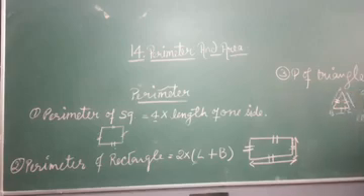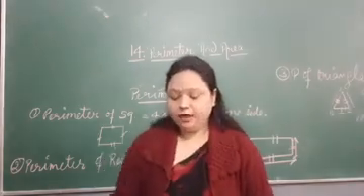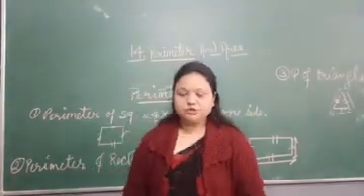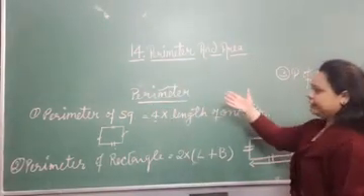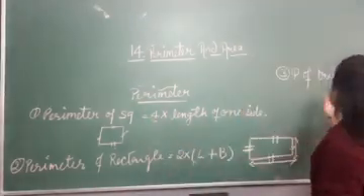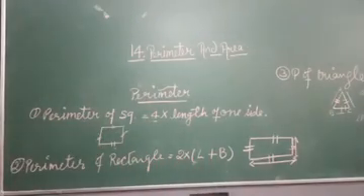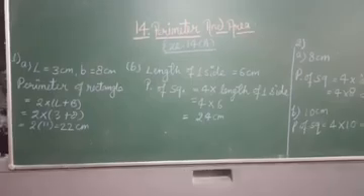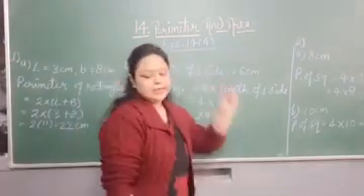This is the perimeter of triangle. Okay, so children, let's start with the exercise 14A. After solving the questions of 14A, your concept of finding the perimeter of square, rectangle and triangle will be more clear. Okay? So children, let's start with the exercise 14A.